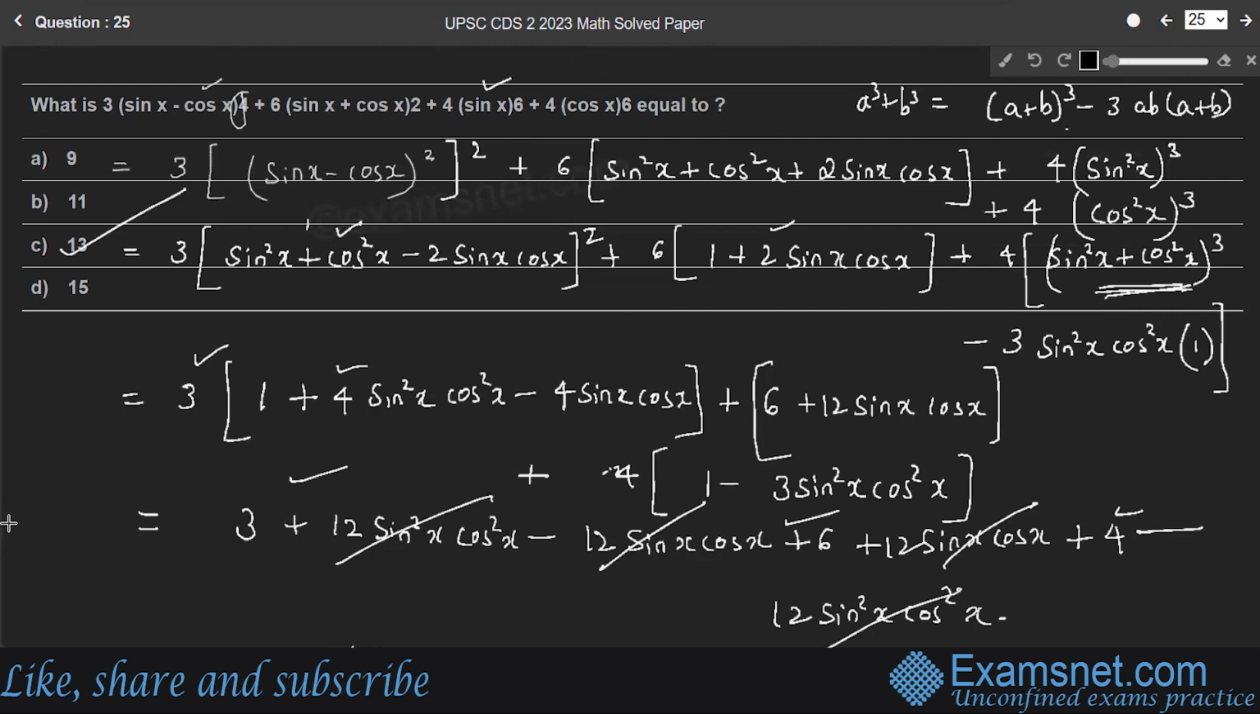Here, students, the easiest method is the first method. So, the first method is by putting the value of x. For any value of x, you will get the answer as 13, option C.